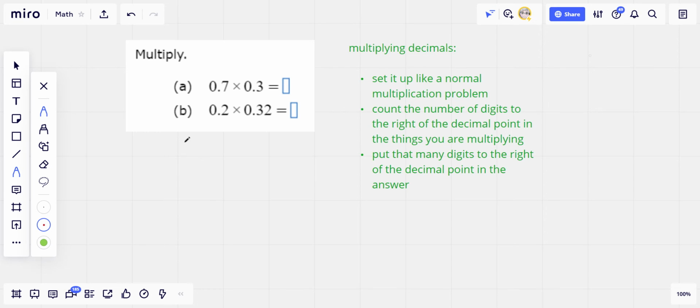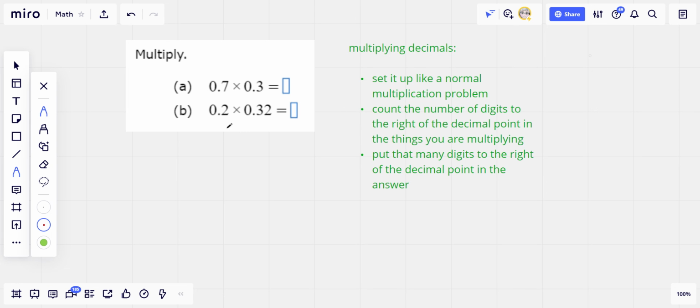In these problems, we are multiplying decimals. So the rules for multiplying decimals are pretty similar to multiplying regular numbers without decimals, except at the very end, you have to count up the number of decimal places and put that number of decimal places in your answer. So let me show you how this works.